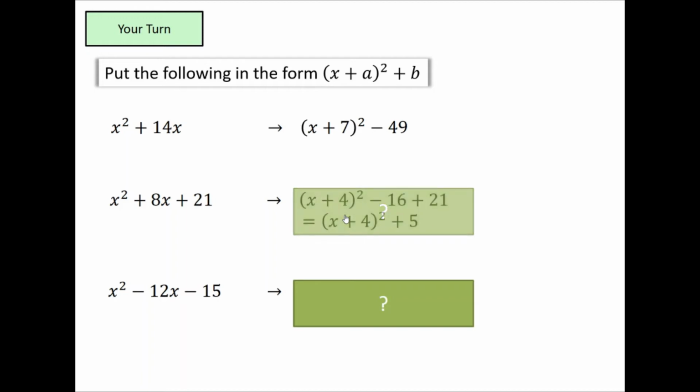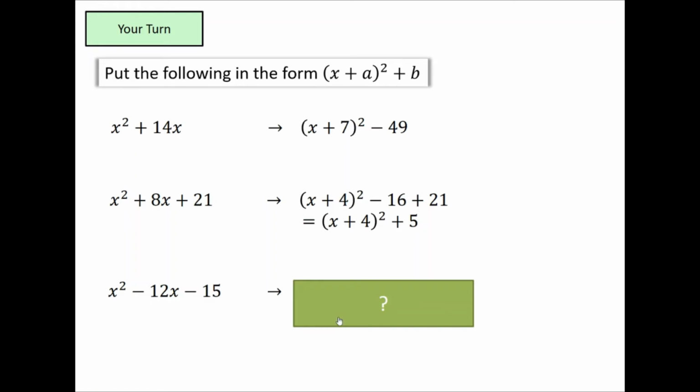For the second question, x plus 4 all squared minus 16, that's 4 squared, plus the 21. And then again, we simplify the minus 16 plus 21 at the end. So we end up with x plus 4 squared plus 5.